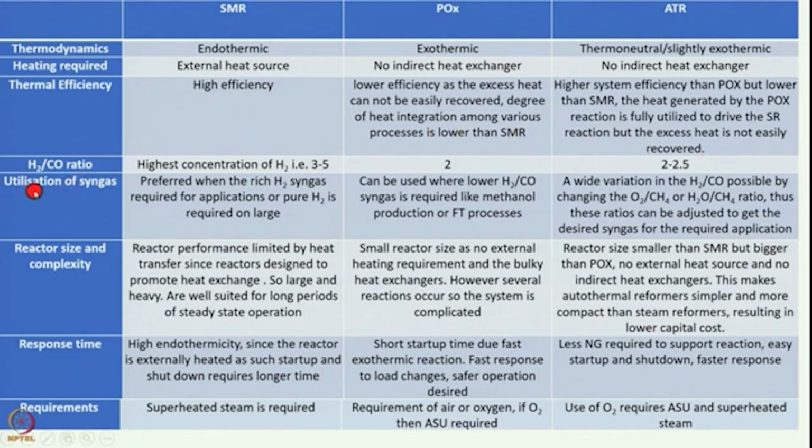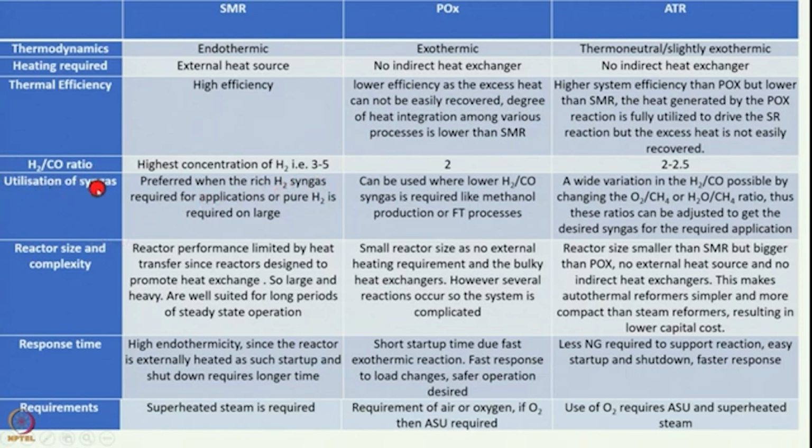If we compare in terms of hydrogen to CO ratio, it is highest in the case of SMR, it can go 3 to 5, in partial oxidation 2, in fact less than 2, and for ATR this can vary depending upon the steam to carbon ratio or the steam to oxygen to carbon ratio. So, this can be 2 to 2.5 or it can be more, a wide range we can get. Compared to partial oxidation this is higher, but compared to steam methane reforming this is lower.